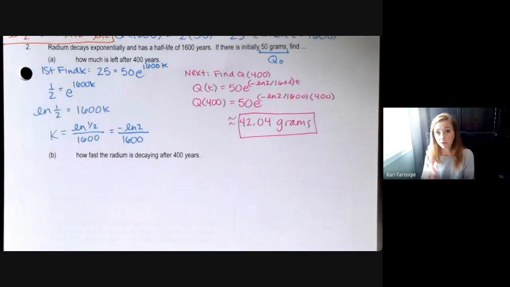So first you found k, and then you could actually start working on part A. So that's the thing. You can't actually answer the question until you find the model, and you need k to get the complete model. So a lot of these, like I said, are two-parters. How fast is the radium decaying after 400 years? So you were asked how much was left after 400 years, but now you're being asked how fast is the radium decaying at 400 years?